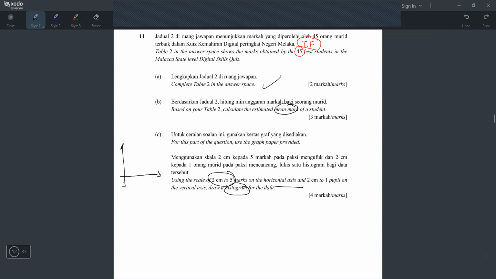Perkara penting yang pertama is histogram kena guna apa dalam x-axis, guna apa dalam y-axis. Sini kena guna apa? Boundaries. Okay, boundaries. And then sini kena guna apa? Frequency. Ini kena hafal. Ini kalau tak hafal dalam exam tak boleh buat. So, kalau histogram guna boundary dengan frequency. Tapi what if they say draw frequency polygon? Kalau guna frequency polygon kena x-axis guna apa? Midpoint.